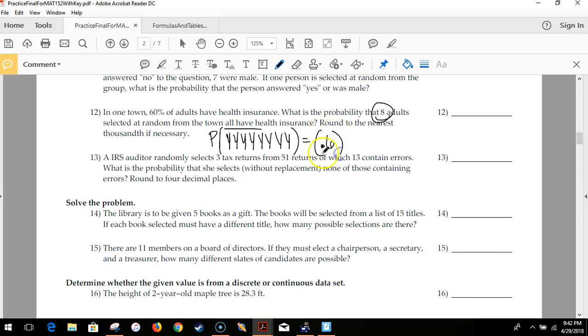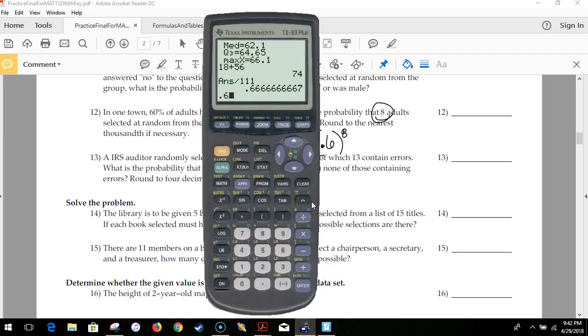And so I can say 0.6 times itself 8 times, or I can say 0.6 to the 8th power. And I get 0.017.